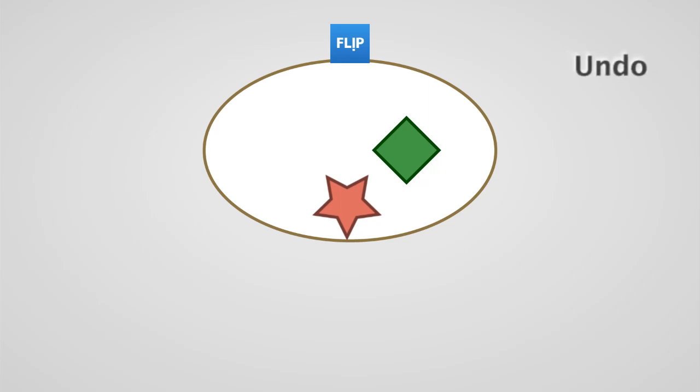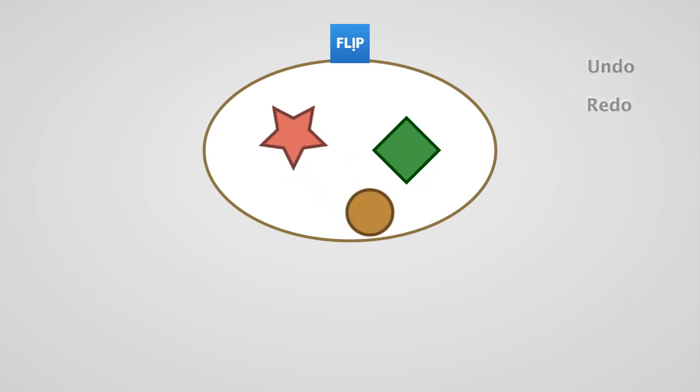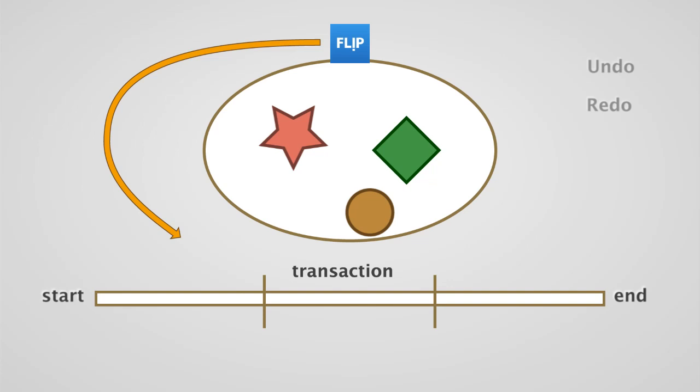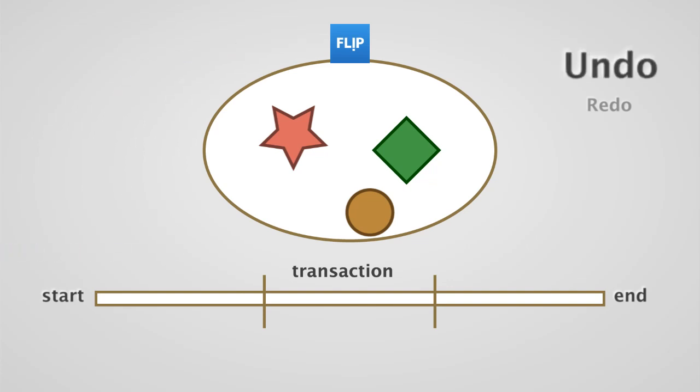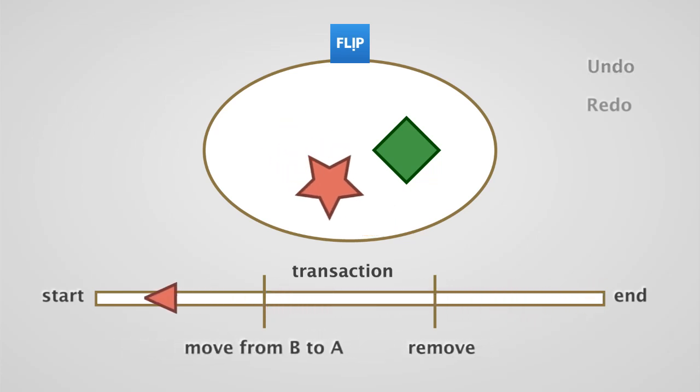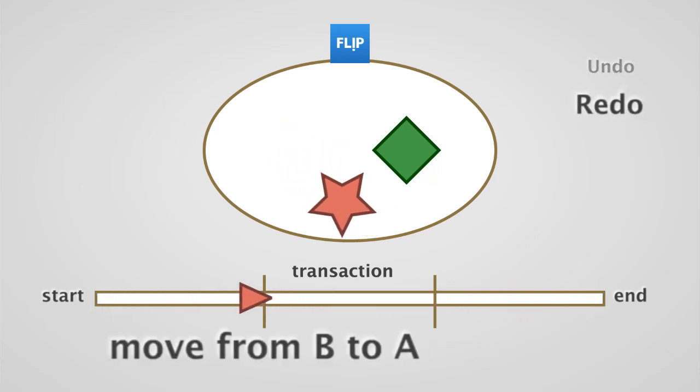Flip manages undo and redo operations. When you modify your document, you'll specify when you start and when you end it. Then Flip will create the corresponding transaction and send it to the server. Flip will play the transaction backward for an undo operation and forward for a redo operation.